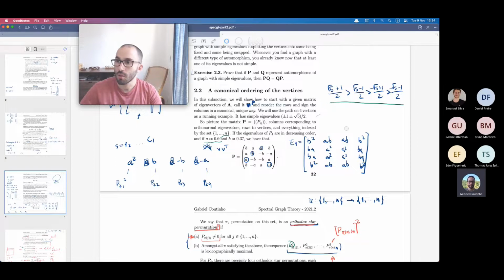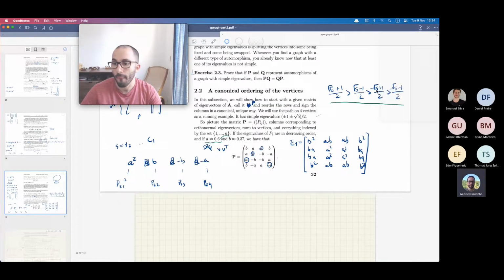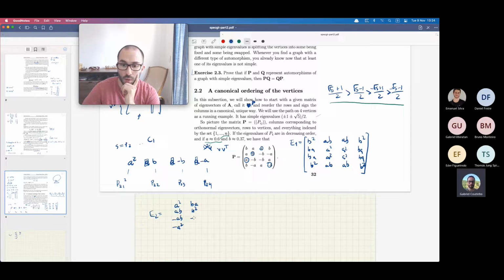Now, what is the second? E sub 2 is A squared, AB, minus AB, minus A squared, BA, B squared, minus B squared, minus AB.